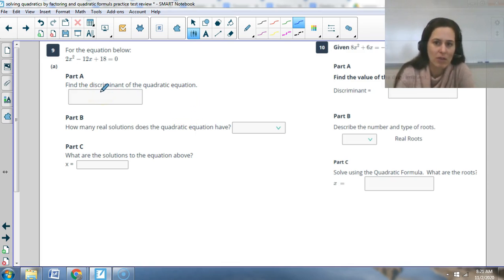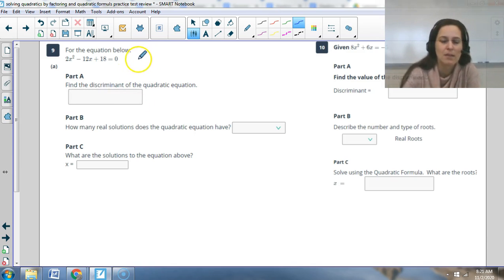And actually, these are the last 3 questions, and these last 3 are the ones we need to solve using the quadratic formula. So we have to find the discriminant. Discriminant, again, was b squared minus 4ac. And so we have this in standard form. So we have a equals 2, b equals negative 12, and c equals 18.